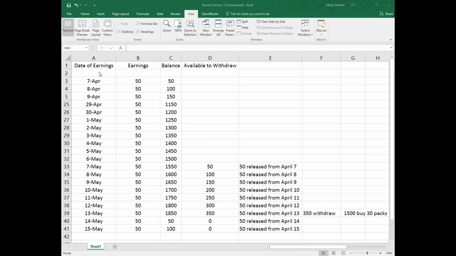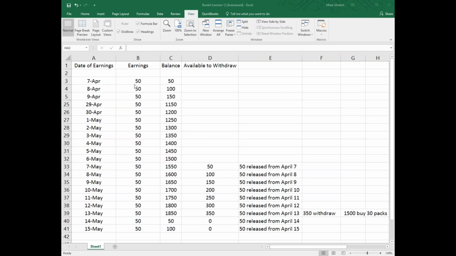What I've done is I've created a very simple Excel sheet. As you can see, date of earnings, the balance, and the available to withdraw. Now, one thing to pay attention to in a few minutes is that balance and available to withdraw are tied together. And you're going to see what I mean by that in just a moment.